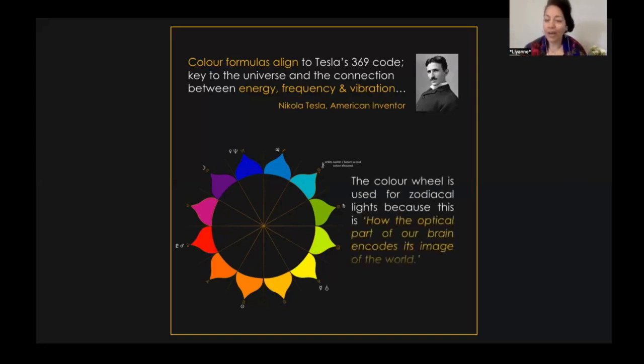And in figuring out what colors to use, I found this from the astrologer Stephen Forrest to be the most logical color associations with the zodiac signs. And he says that he uses the color wheel, starting with Aries, which is red, and going all the way round counterclockwise to Pisces, and uses the color wheel because that's how the optical part of our brain encodes its image of the world. I thought, yes, that makes sense. That's good enough for me. That's what I'm going to use.